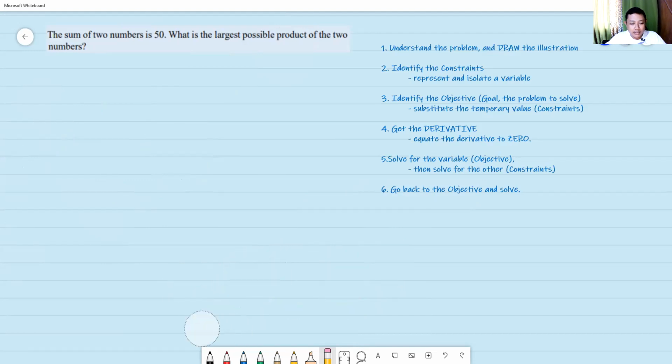And their guess was 25 and 25. Oh, wait lang ha. Guess lang to ha. Hindi ko pa sinasabing ito ang sagot. Guess. 25 plus 25 is equal to 50. And then, sige nga, what's the answer? 25 times 25. What's the answer? Type it in the chat box. 625. Will this be the largest possible product of these two numbers whose sum is 50?